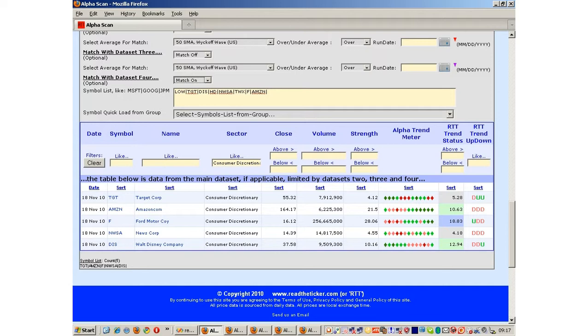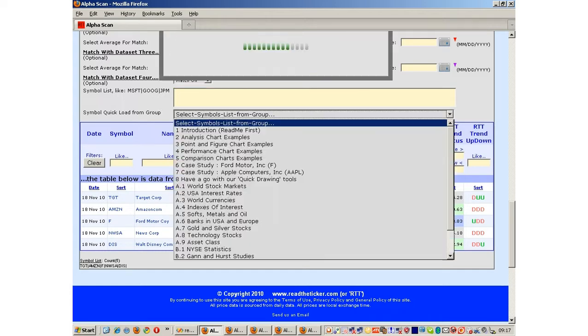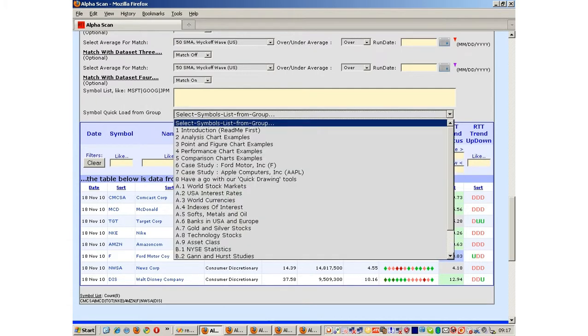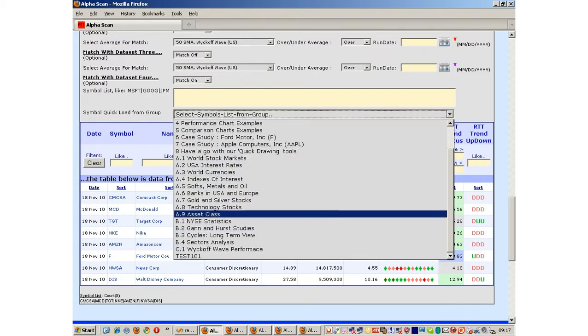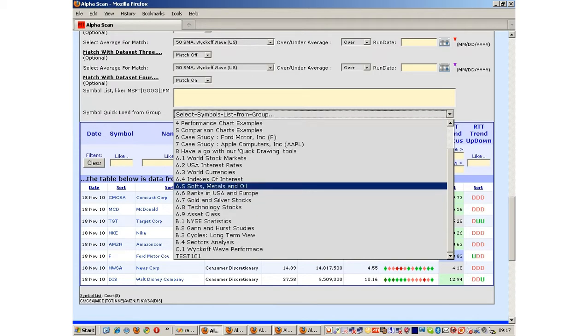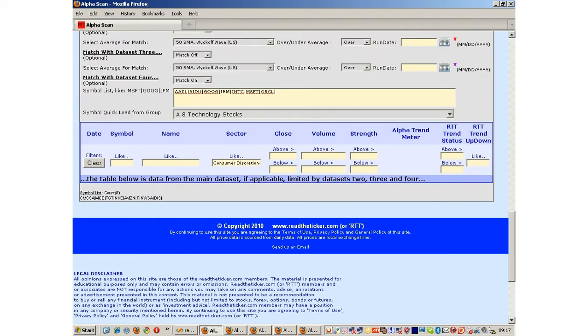So it's a good way to maintain, if you have a portfolio of stocks that you're maintaining, and 30 or 50 S&P 100 or Nasdaq stocks or gold stocks or anything like that, you can put them into a group and you can load them into here to make sure you only get a chance to review the alpha of your selected stocks. We have a quick load feature from the group. So for example, I might choose technology stocks. It loads in all the symbols from my group that I wish to study. So out of all the S&P 100, I've limited my study selection to these symbols.